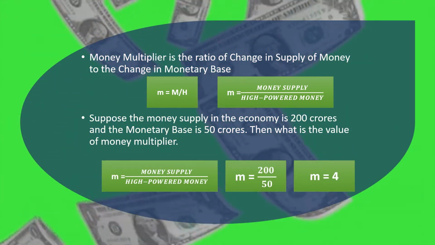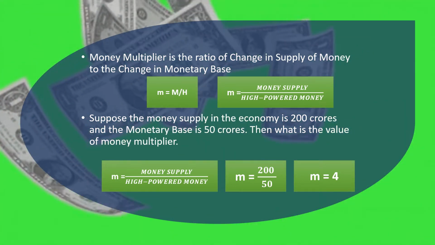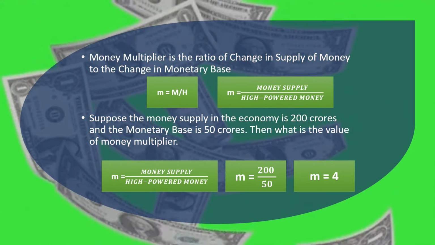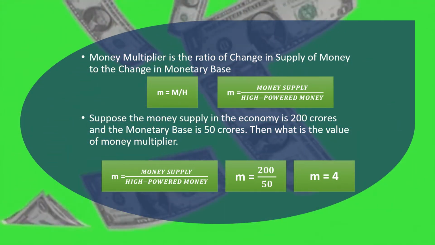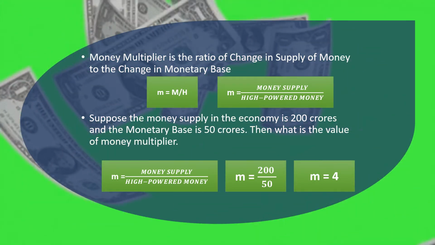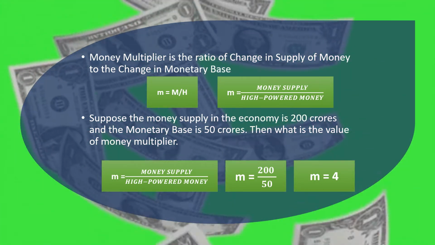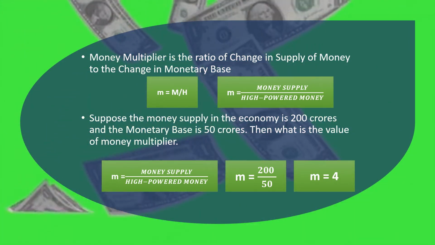Now when we talk about this value 4, what does it imply to us? It implies if the monetary base increases by 1 unit, the money supply would increase by 4 units, and if the monetary base decreases by 1 unit, the money supply also would decrease by 4 units. This is what we understand.